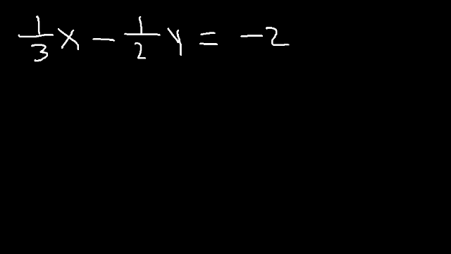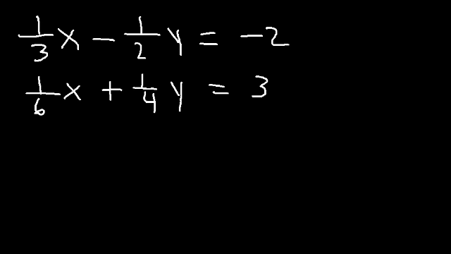Try this one. 1 over 3x minus 1 over 2y is equal to negative 2. And 1 over 6x plus 1 over 4y is equal to 3. So if you have a system of equations with two variables and fractions, what do you do? Well, let's take it one step at a time. Let's clear away the fractions before we try to cancel any variables.